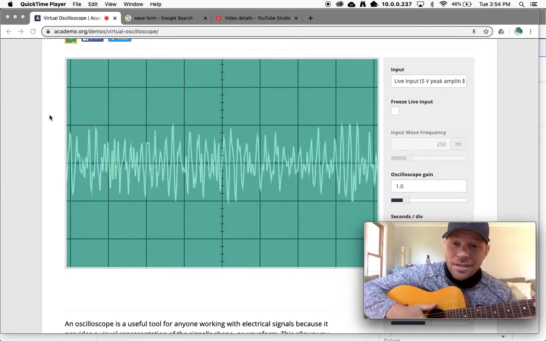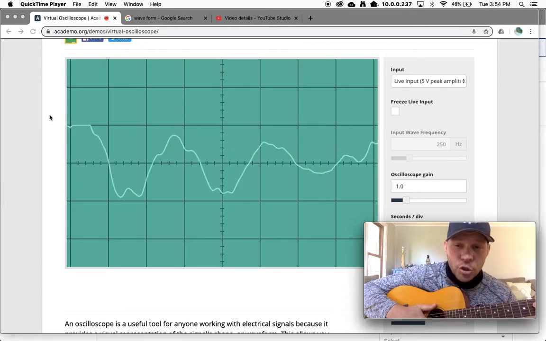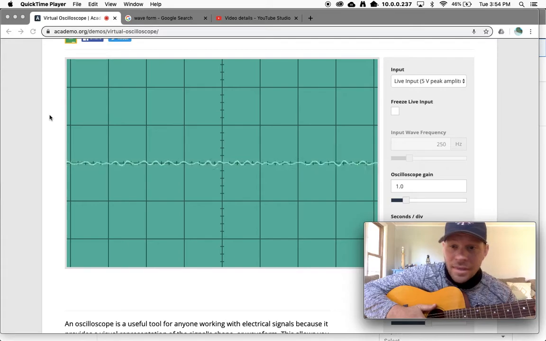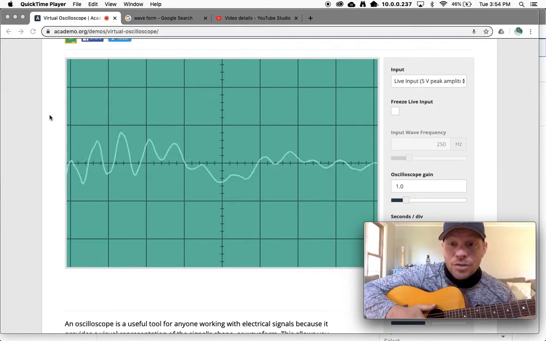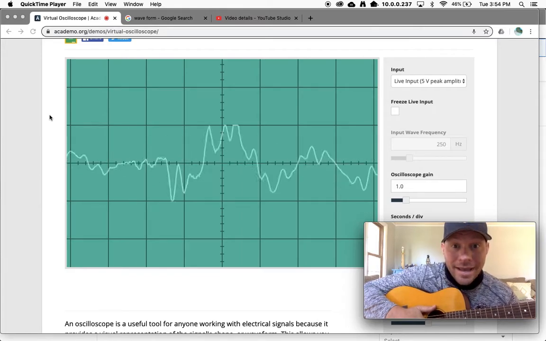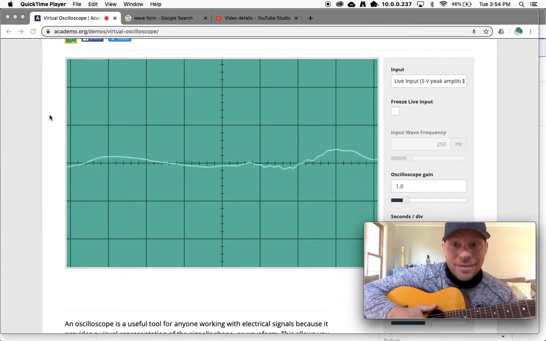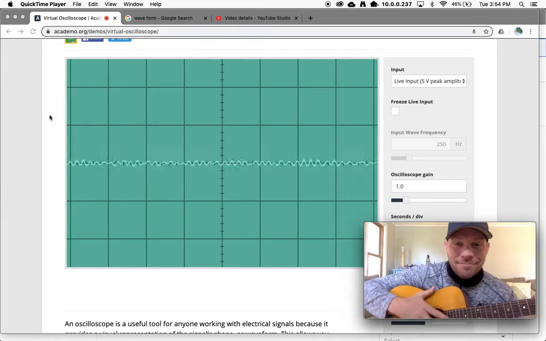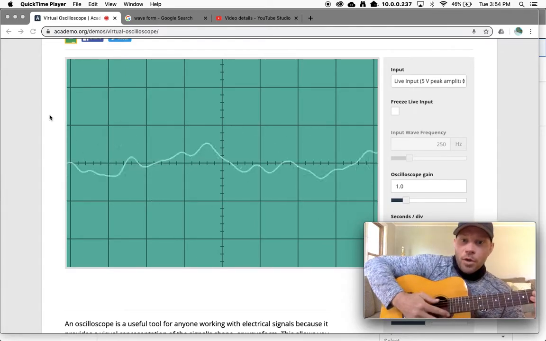As I am sitting here in front of a virtual oscilloscope, and what that does is it turns sound into the actual wave that that sound makes. So it's pretty incredible. So check it out.